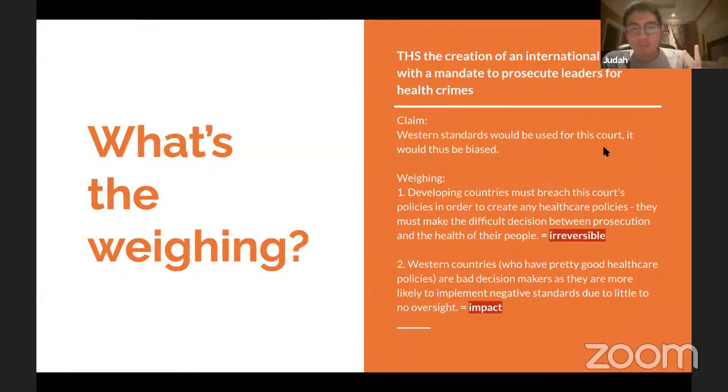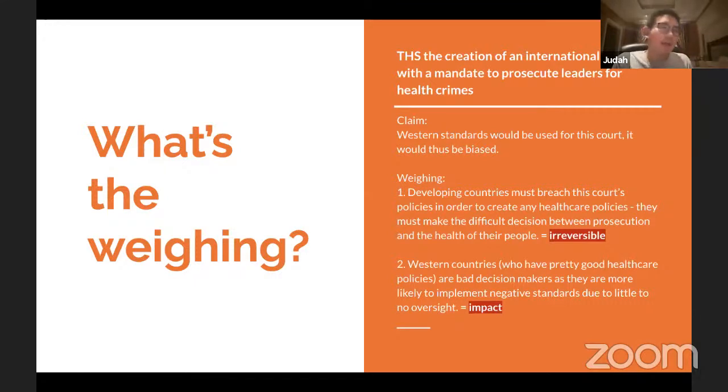There were two points of weighing. The first point of weighing was to say developing countries must breach this court's policies in order to create any meaningful healthcare policies, which is to say that they must make a difficult decision between prosecuting their leaders and protecting the health of their people. So what this says is you are forcing them into an impossible decision. And note the keywords force and must: this policy necessitates them to do something that is irreversible in terms of harms or impacts, right?